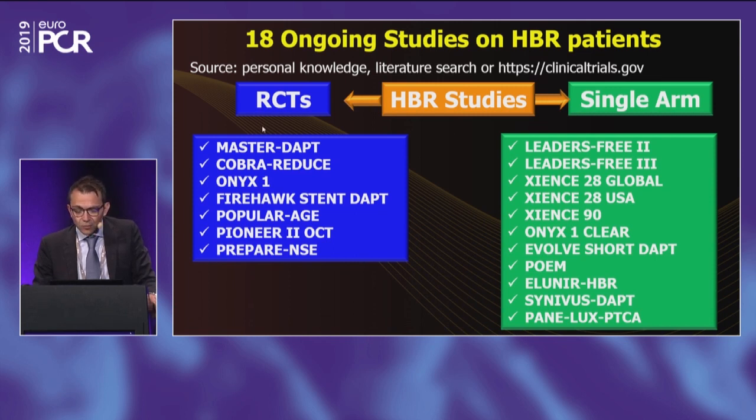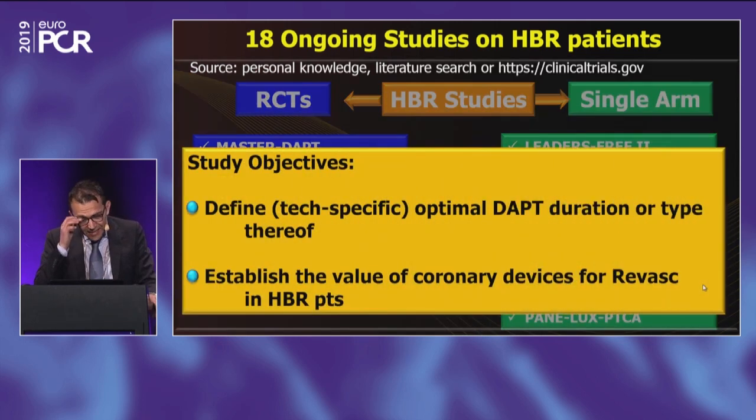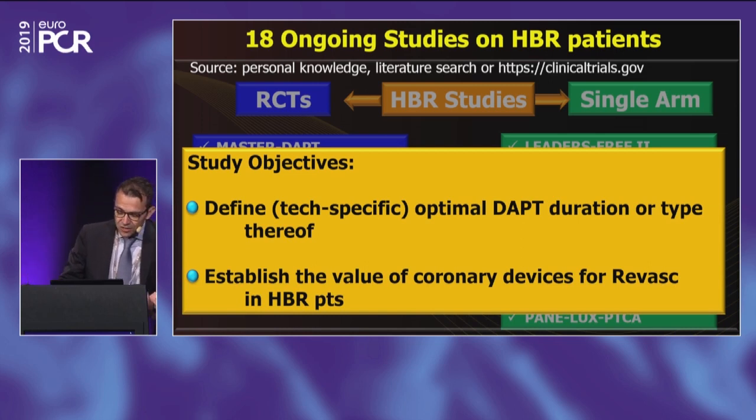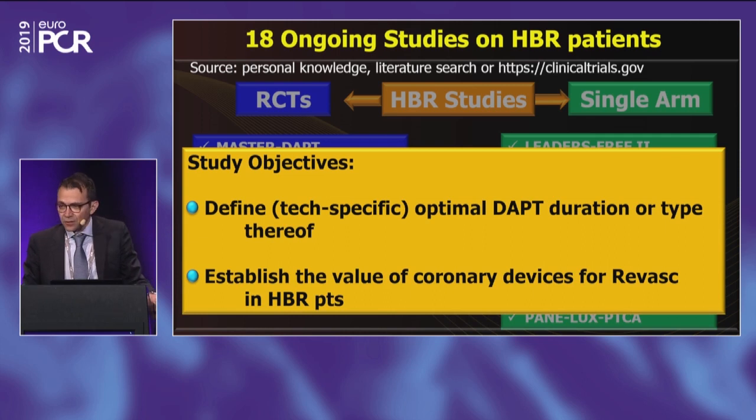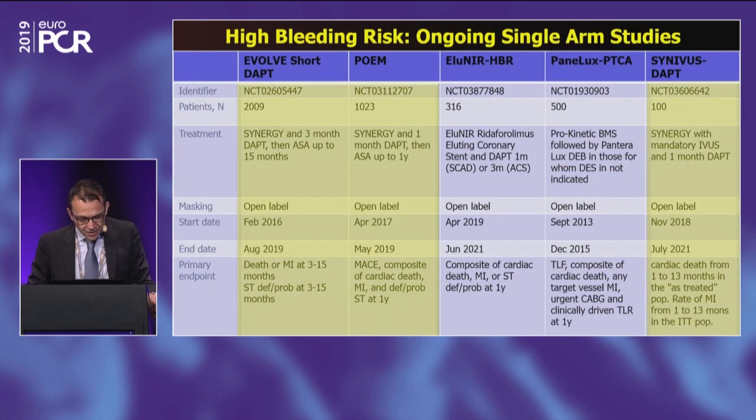7 of which are randomized controlled studies, 18 are single-arm registries. The study objectives can be summarized pretty much in these 2 bullet points. From one side, to define the technology-specific optimal DAPT duration, or for one of these studies, type of DAPT comparison. On the other side, to establish the value of specific coronary artery devices, or in a way, treatment strategy, if you will, for obtaining revascularization in HBR patients.